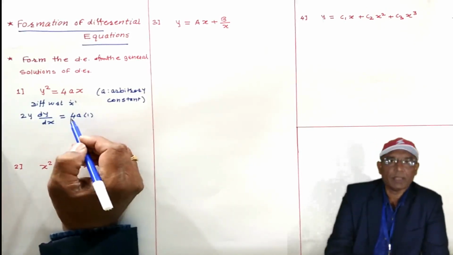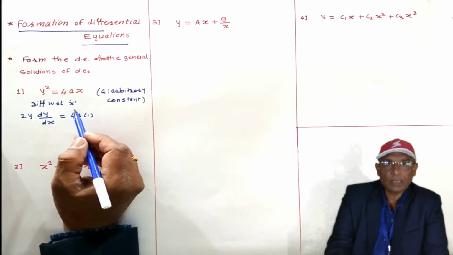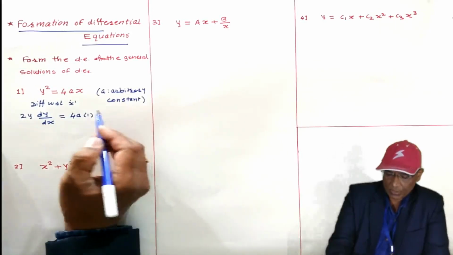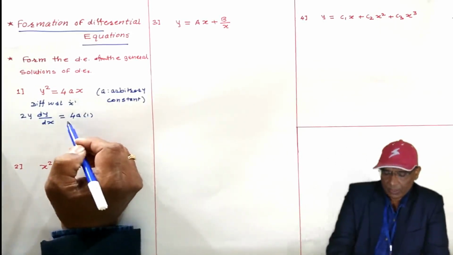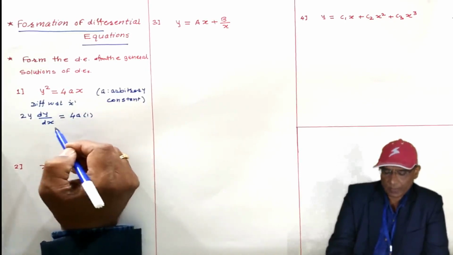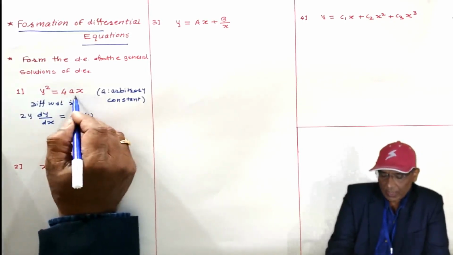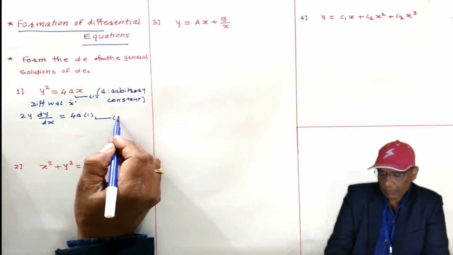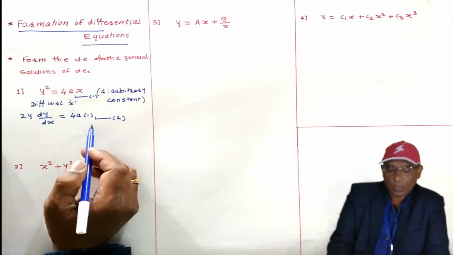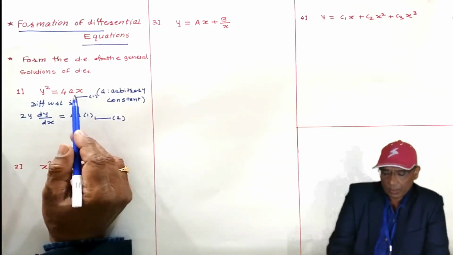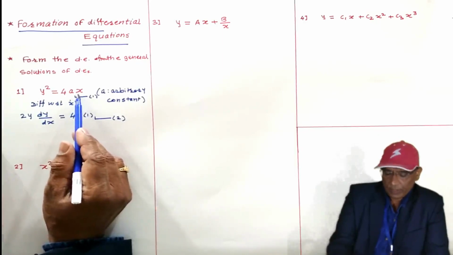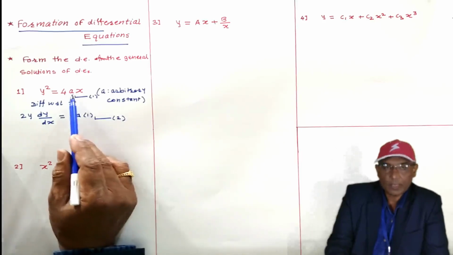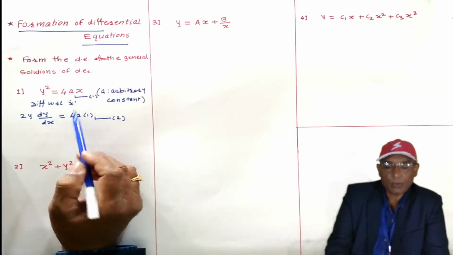So we have taken a single derivative. I repeat, why did I take a single derivative? Because only one arbitrary constant is present. And once you take the derivative, you will be getting the equation of dy by dx. Using the given equation and the equation obtained by taking the derivative, we have two equations. Now, remove a from these equations. You can put the value of a from one equation into the other.